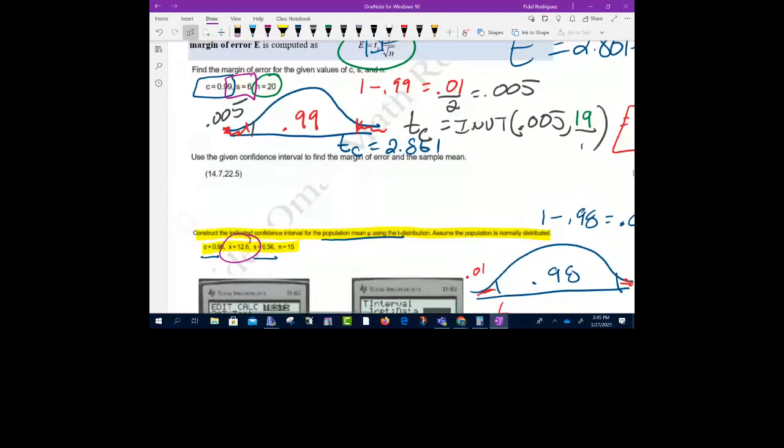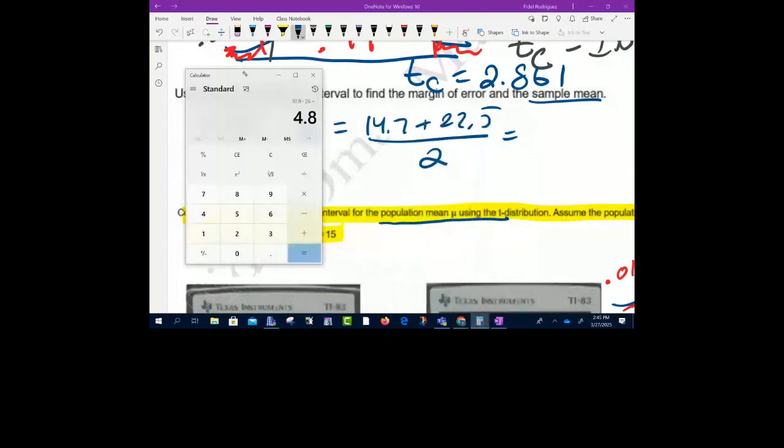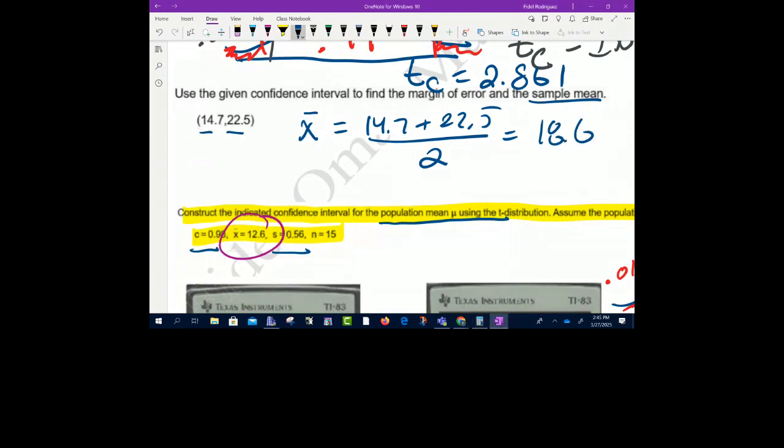All right. So guys, let me scroll back and let's do this last problem that we hadn't done yet, this guy right there. If we want to find our first sample mean, X bar, we're going to add those two numbers together and divide by 2. So we got 14.7 plus 22.5, divided by 2, 18.6. There's my sample mean.